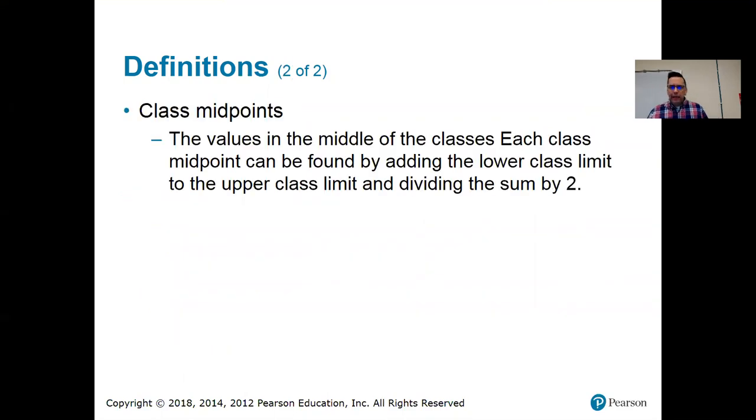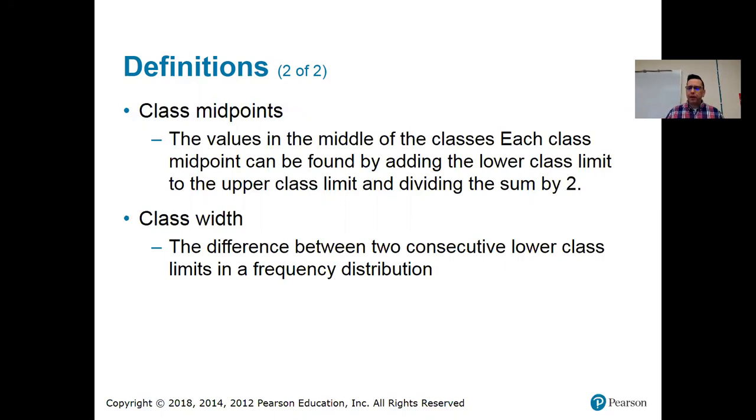Class midpoints, this is another thing you don't really think about with grades. The values in the middle of the classes, so we're talking 95, 85, 75, right smack in the middle of an A, B, or C. That's called a midpoint. Each class midpoint can be found by adding the lower class limit to the upper class limit and dividing by 2. So in other words, just finding the average of the lower and the upper class limit.